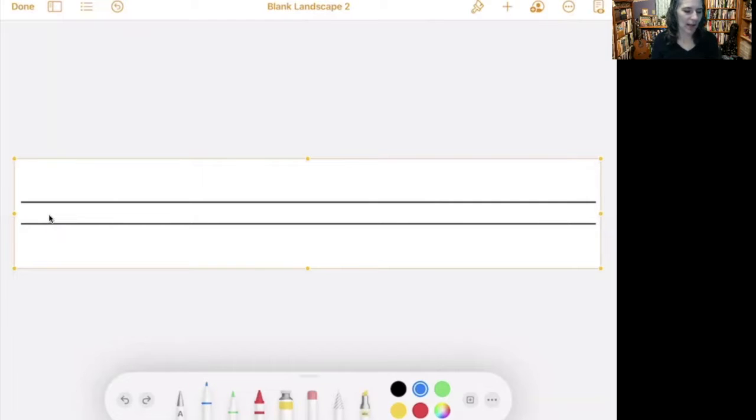It's called Short Letters, Tall Letters, and Letters with a Tail. Very creative title.